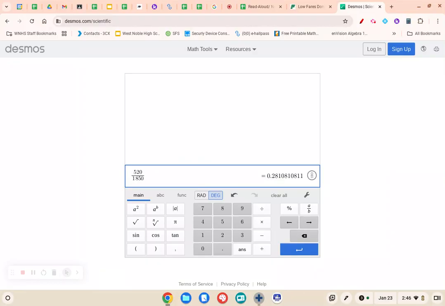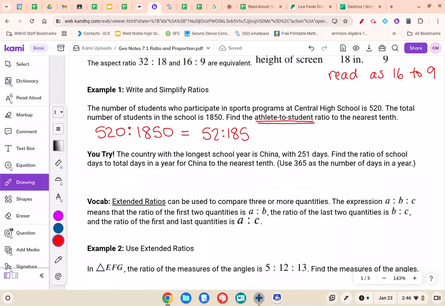For our decimal, we're going to write this decimal out, and then we are going to round it to the nearest tenth, which is 1 decimal place. So this as a decimal is 0.281081, which is about, when rounded, 0.3. You guys go ahead and pause me and try the U-try.